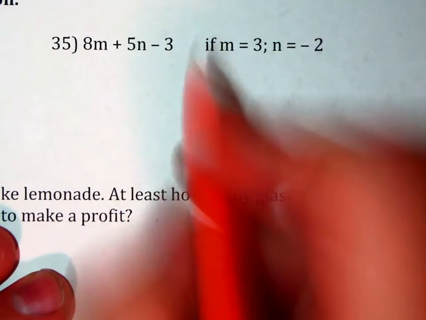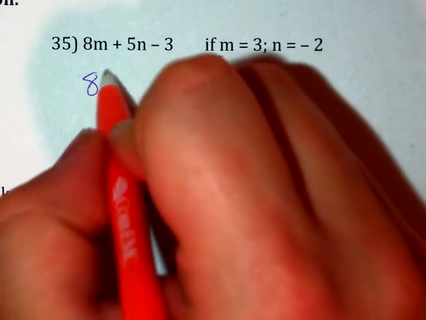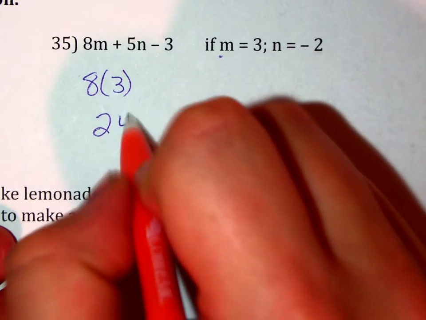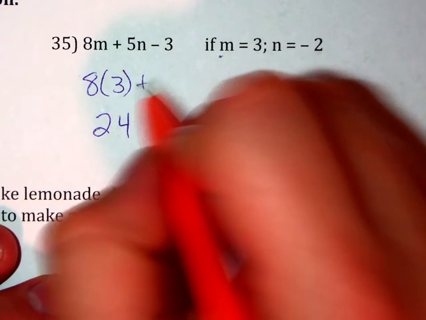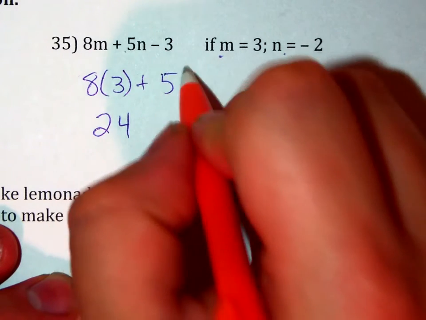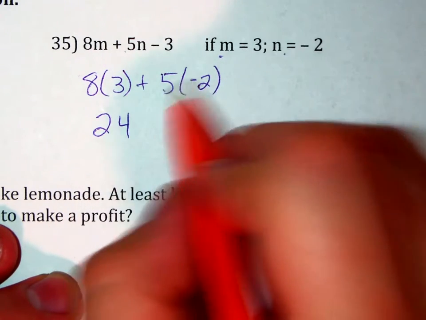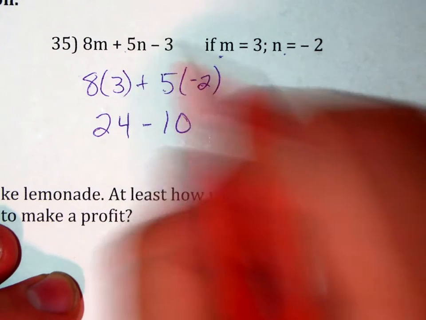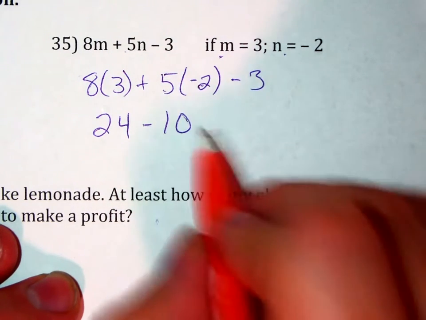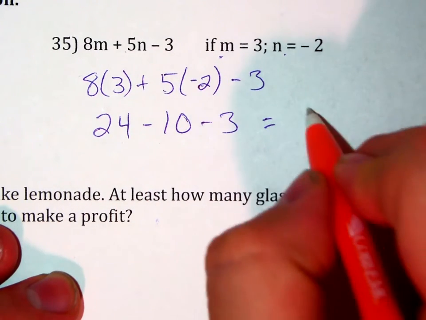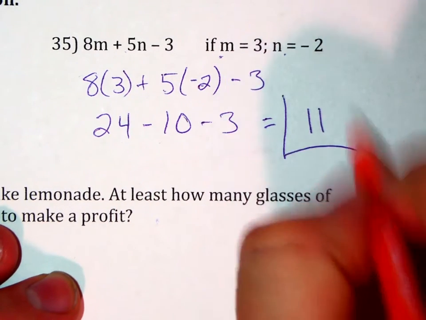Number 35, we have 8m. M is valued at 3, so we have 8 times 3, which is 24, plus 5 times n. N is valued at -2. 5 times -2 is -10, minus 3. 24 minus 10 minus 3 equals 11.